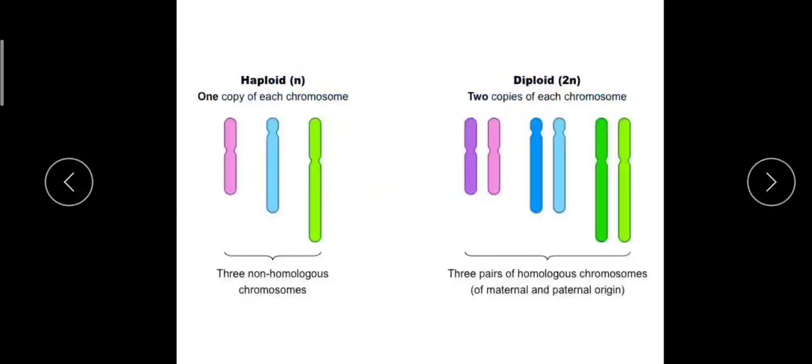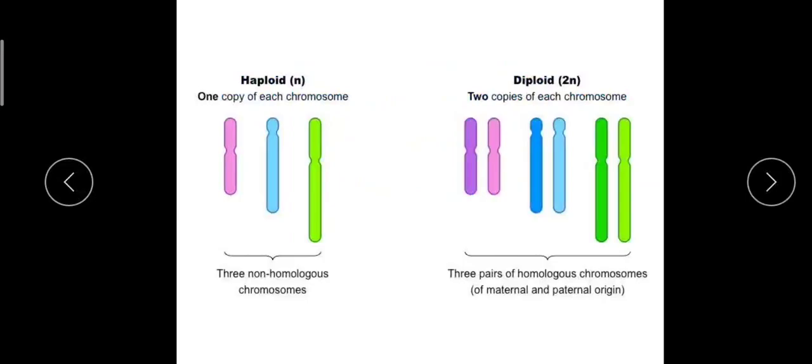We know that each species has a constant chromosome number. In every species, all the cells of that particular species will have an accurate and constant number of chromosomes. And how is this accuracy maintained? This accuracy is maintained because of the accuracy in the meiotic and mitotic divisions.